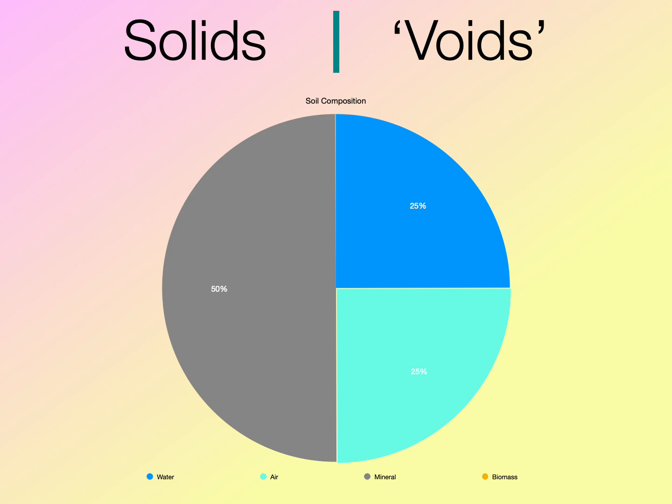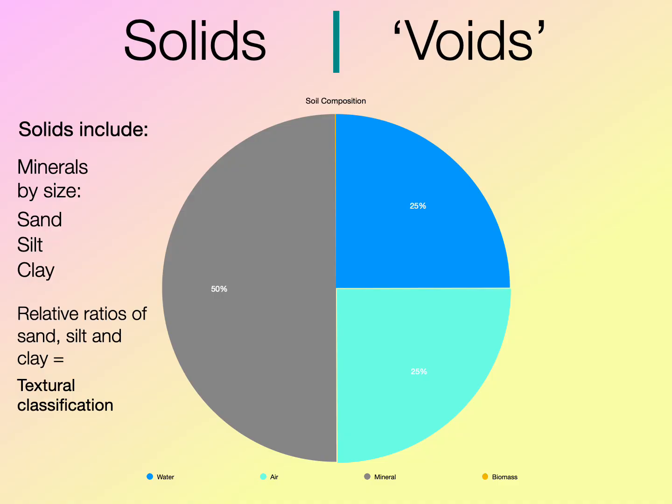About half of the soil volume consists of mineral matter. This includes the relative proportions of sand, silt, and clay, which gives you the textural classification. By oven heating a soil sample and dividing the volume by the bulk density of the minerals, the void or pore spaces can be calculated. Typically, this space is filled evenly with water and air.